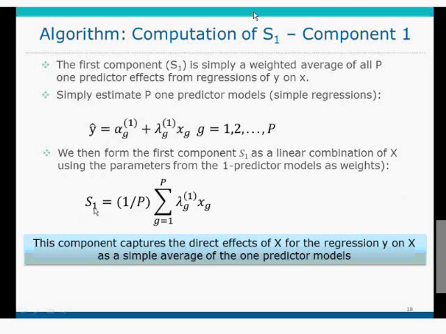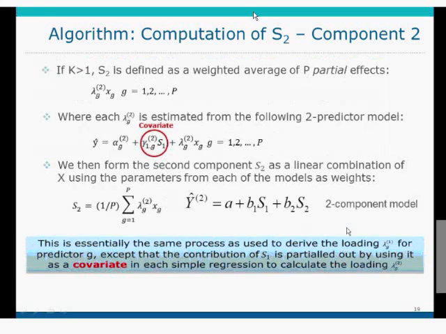Okay, so that gives the first component. And if we just had a one-component model, we would just take Y and regress it on S1 as the single predictor in the model. We'd compute the B1, the component weight for that component, and we'd get the intercept, and that would give us our predictions. So that's the one-component model. Now, suppose we find that the two-component model improves prediction, CVR squared is higher than the one-component model. What is the two-component model? How's the second component computed?